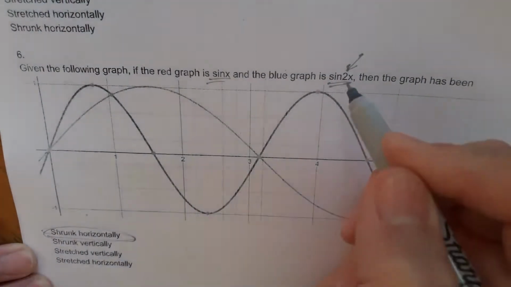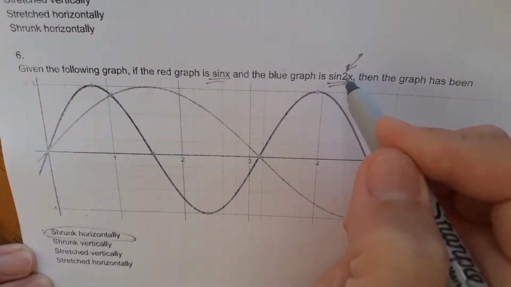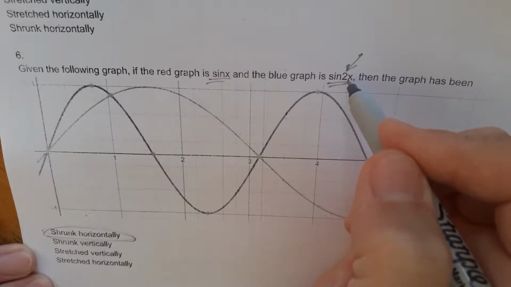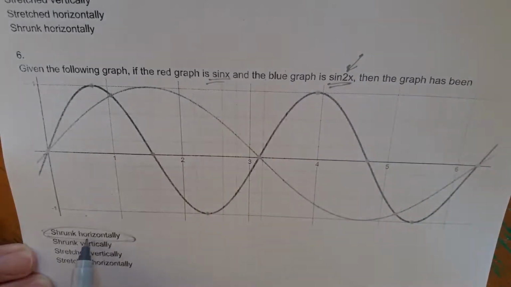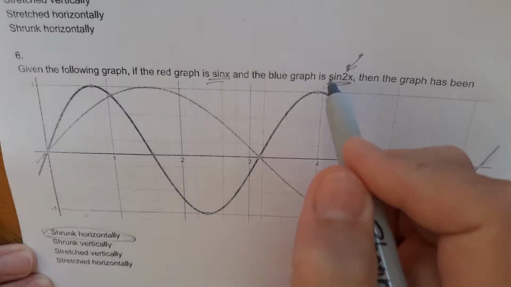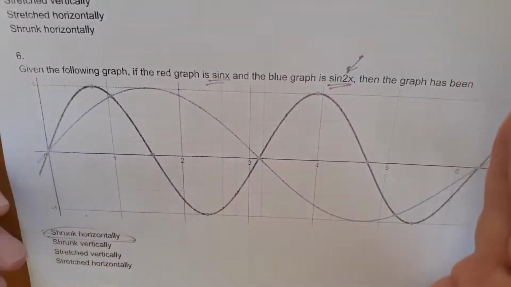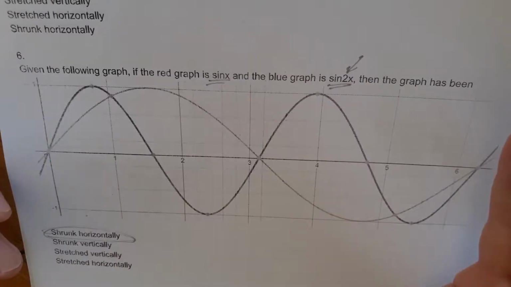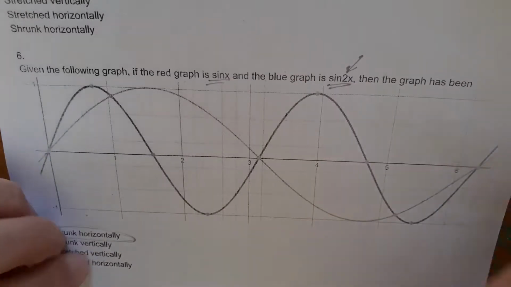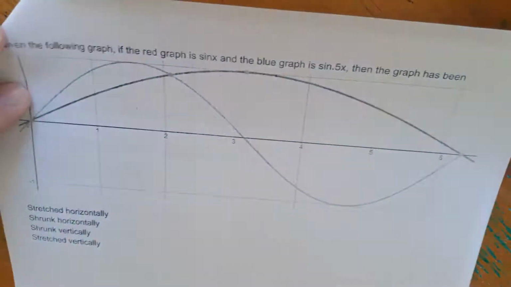And can you start to think about what they're going to ask us next? Don't you think they might put a 1/2 in front of the x? And if this shrunk it horizontally, dividing that x by 2 and then the sine operating on it, would you imagine that it would be expanding or making it larger horizontally? Okay, let's see if they ask us that. And I believe my prediction is correct.